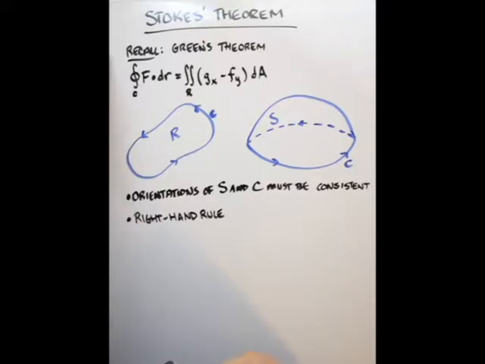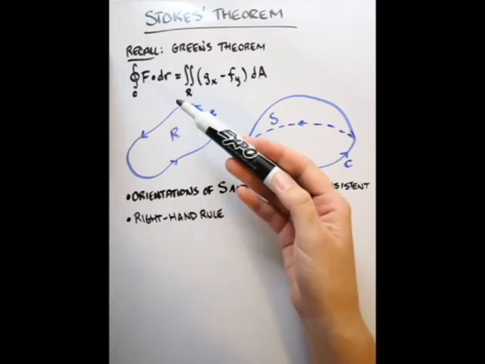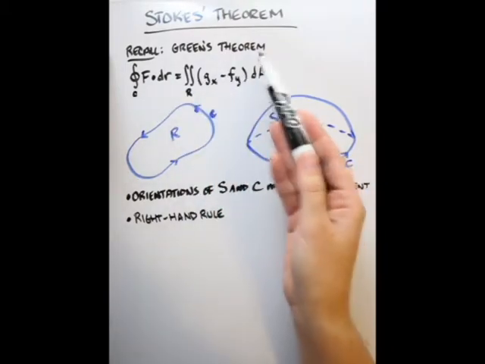In this video, we're going to be talking about Stokes' Theorem. Stokes' Theorem is actually just the three-dimensional version of the circulation form of Green's theorem.